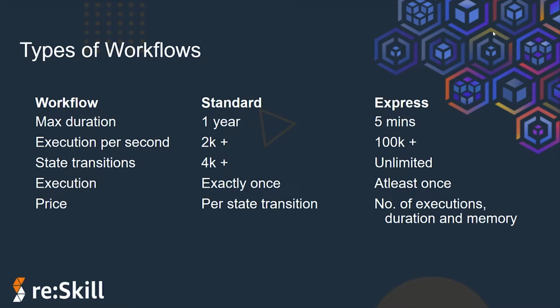The execution of a standard workflow is guaranteed for exactly once, whereas with express, it can happen multiple times, but it'll happen at least once. The pricing is different for different types of workflows. For a standard, it's based upon the state transitions. So if you have about 10 states in your workflow, the transitions between those 10 states are what you would be paying for, whereas for an express, it is based upon the number of executions of the complete workflow, the duration it takes for a specific execution, and the memory consumed during the execution.